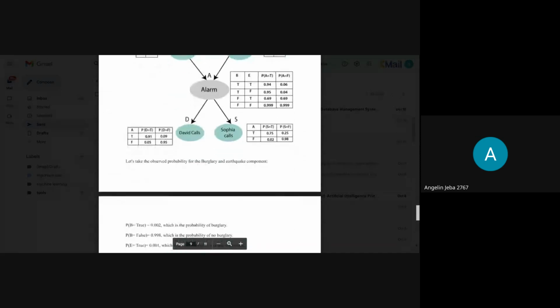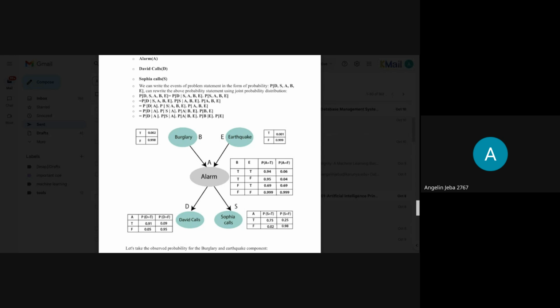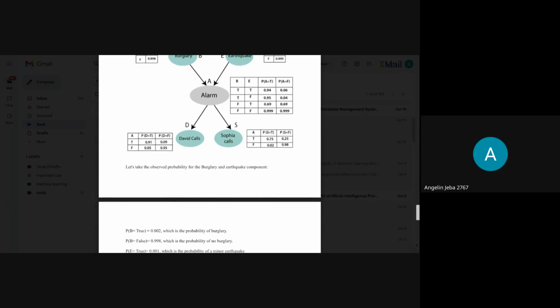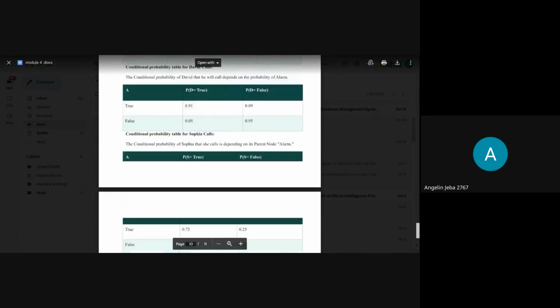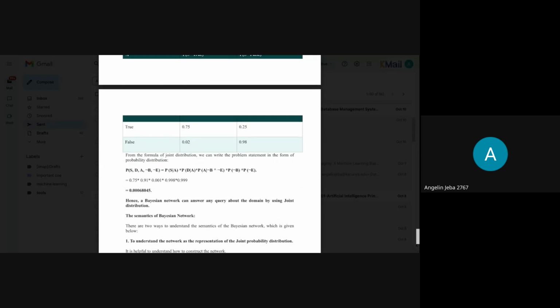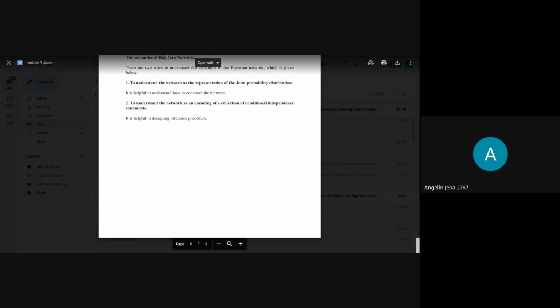I'll be giving some problems to solve using the Bayes theorem. Okay, so that we can have as an exercise for today, and now we'll be learning about some fillers. Okay, what is fillers?